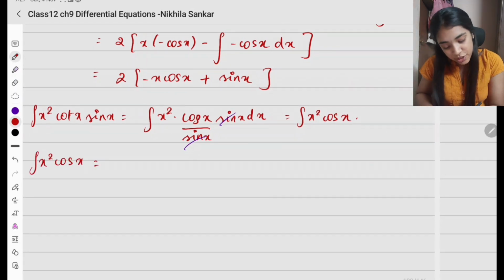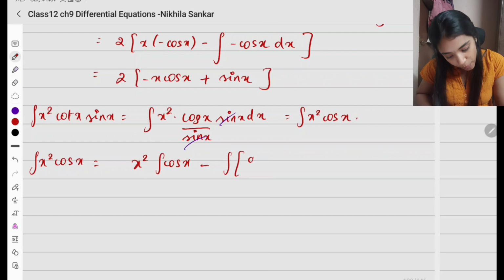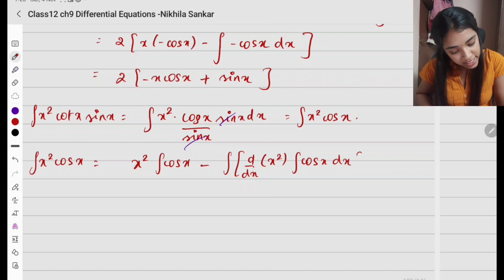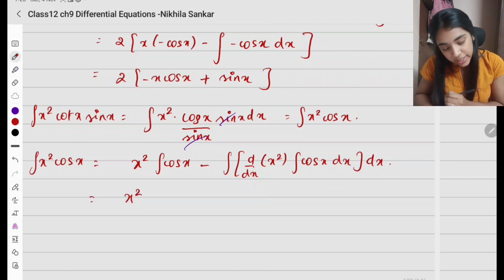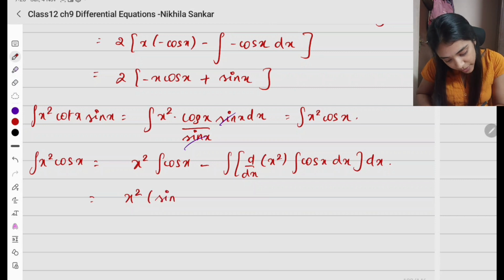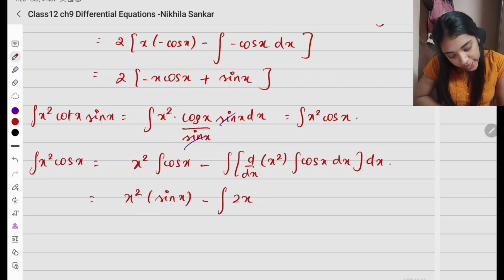I'm going to use integration by parts. So x square times the integral of cos x, minus the integral of, open the bracket, d by dx of x square times the integration of cos x dx, times dx. So I have x square times sin x, minus the integral of 2x, since the derivative of x square is 2x, times sin x dx.